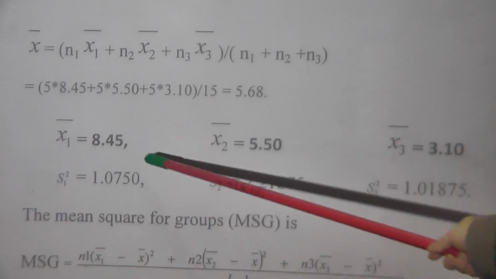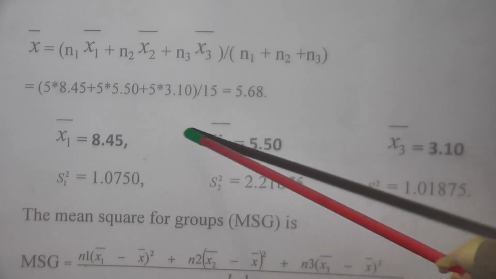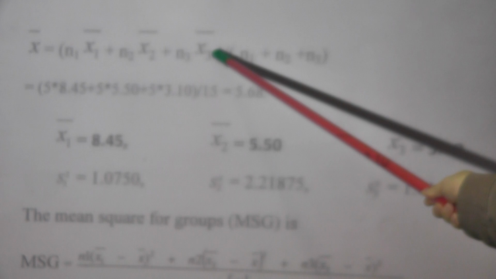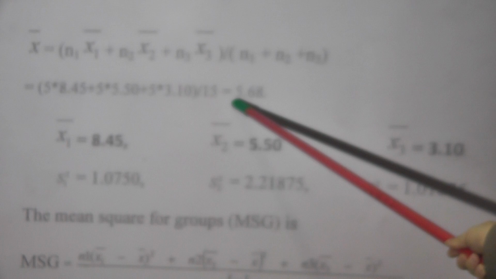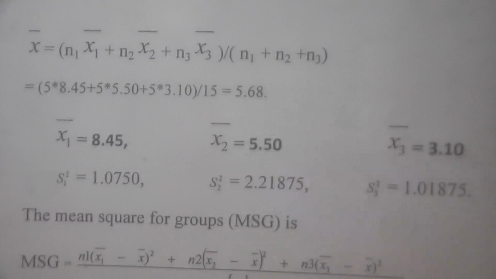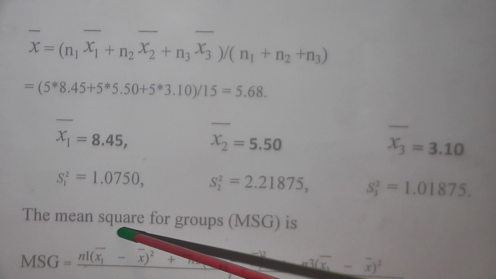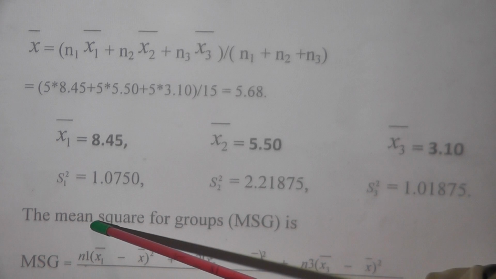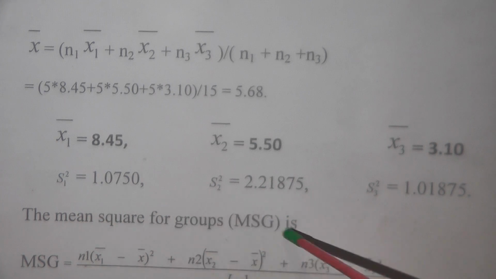Now, if we use X1 bar, X2 bar, X3 bar, we can find the grand mean, or the overall mean, of these 3 groups of couples. Their average duration of marriage is 5.68 years, okay? Now, for the mean square of groups, MSG, M means mean, S means square, G means group, okay? Now, how can we find the mean square for groups, MSG?